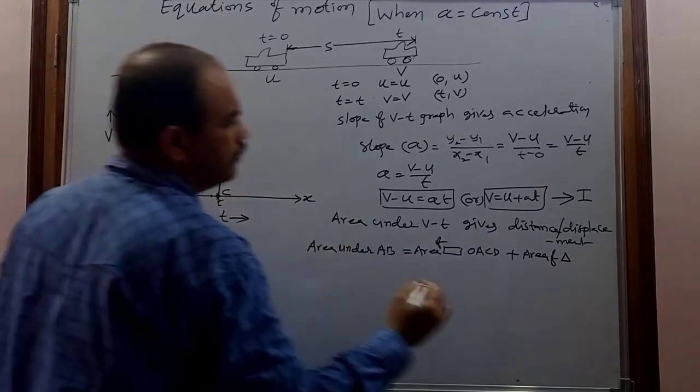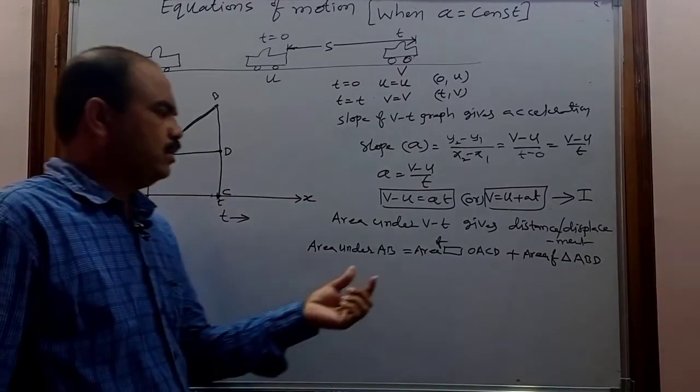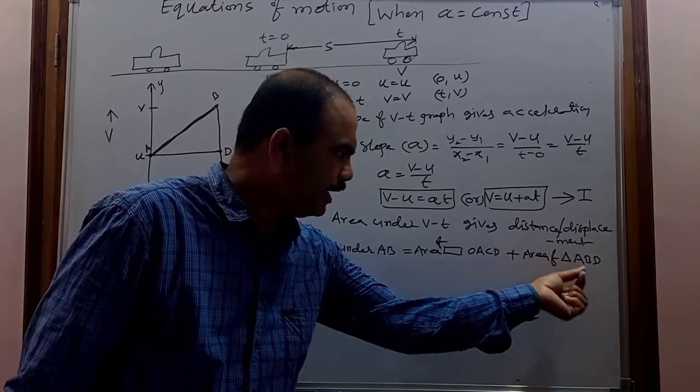ABD is nothing but what? So to find this, area of triangle ABD, area of rectangle OACD.